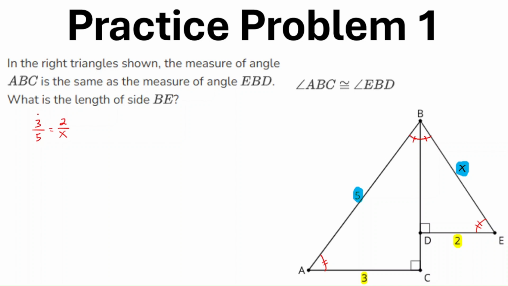Once we do this, we're going to cross multiply. 3 times x is 3x, and 2 times 5 is 10. Now I need to get x by itself, so I need to get rid of the 3. The opposite of multiplying by 3 is dividing by 3, and whatever I do to one side of the equation, I must do to the other side. Anything divided by itself is just 1, so we get that x equals 10 over 3. And x is side BE.